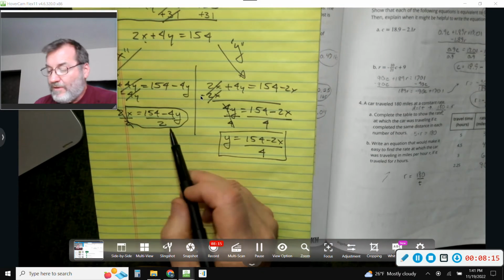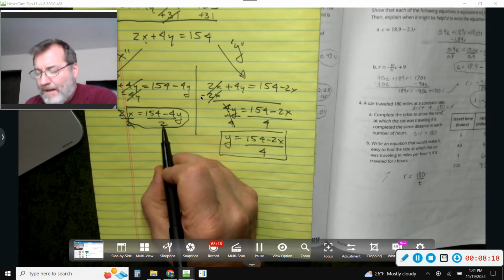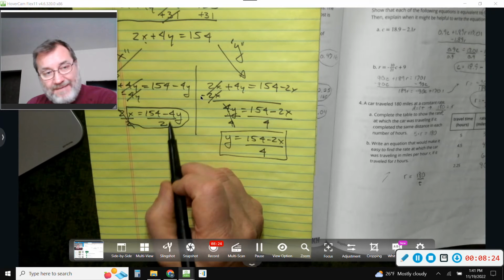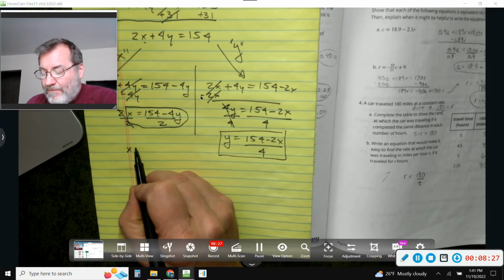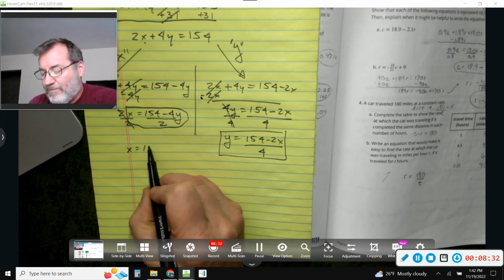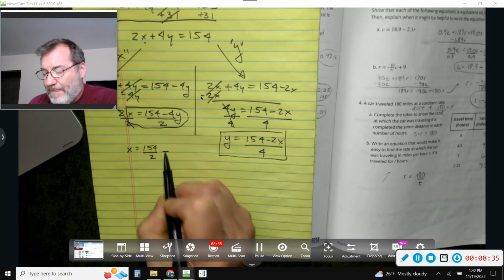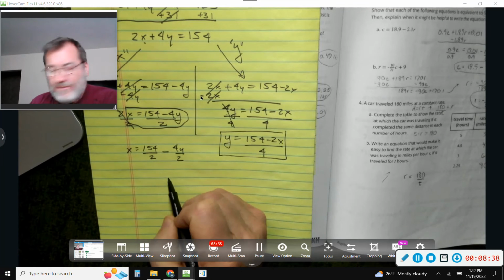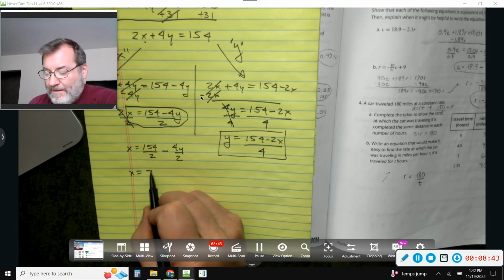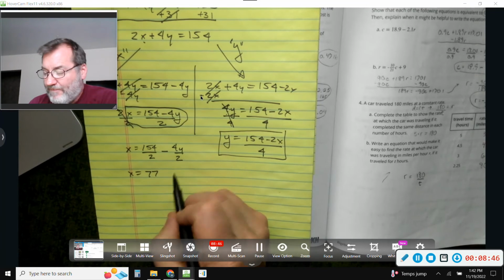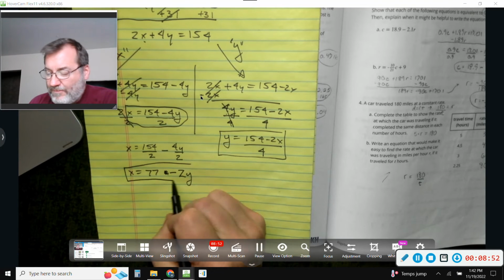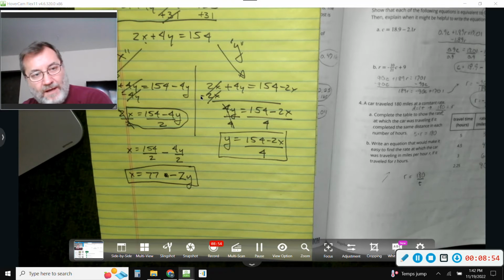Now, the question comes up, can I reduce these? Sure. I can take a 2 out of both of these if I wanted to, because 154 is even, 4 is even, so that means I can divide this by 2. Whenever I have a fraction with an addition or subtraction in the numerator, I can separate that. That's the same as 154 divided by 2 minus 4y divided by 2. So what does x equal? Well, 154 divided by 2 is 77, and 4 divided by 2 is simply 2. So that is another perfectly good example of what that should look like.